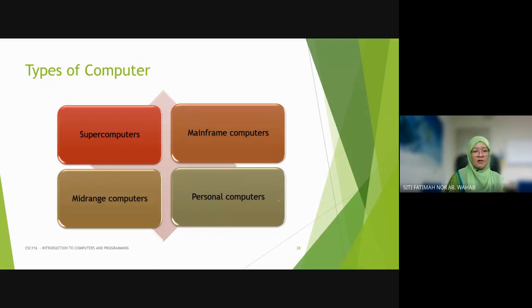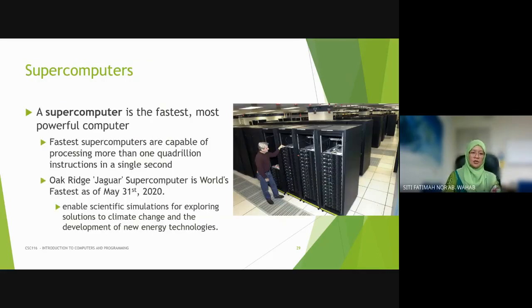Next, we have types of computer. We have supercomputers, mainframe computers, mid-range computers, and also personal computers. So what is a supercomputer? A supercomputer is the fastest, most powerful computer. These fastest supercomputers are capable of processing more than 1 quadrillion instructions in a single second. Fast enough?